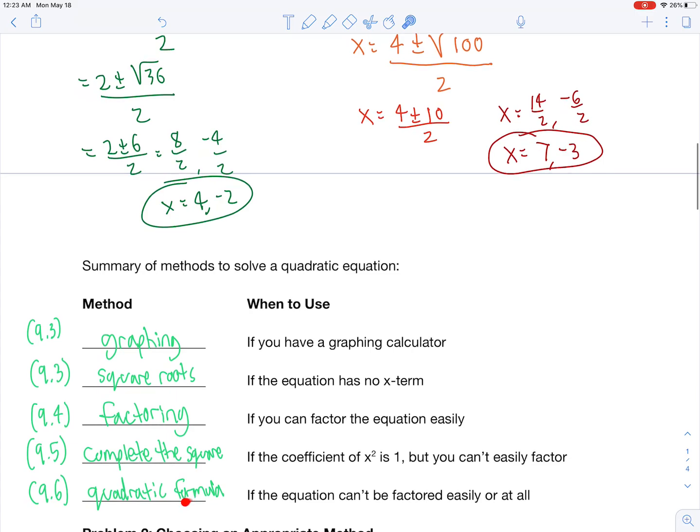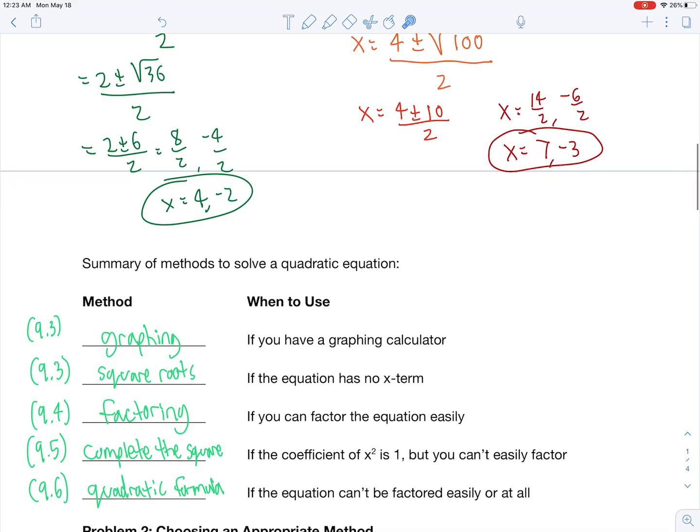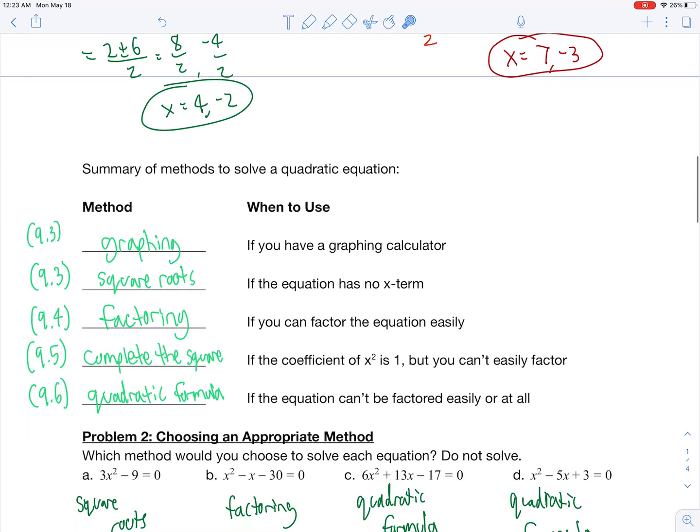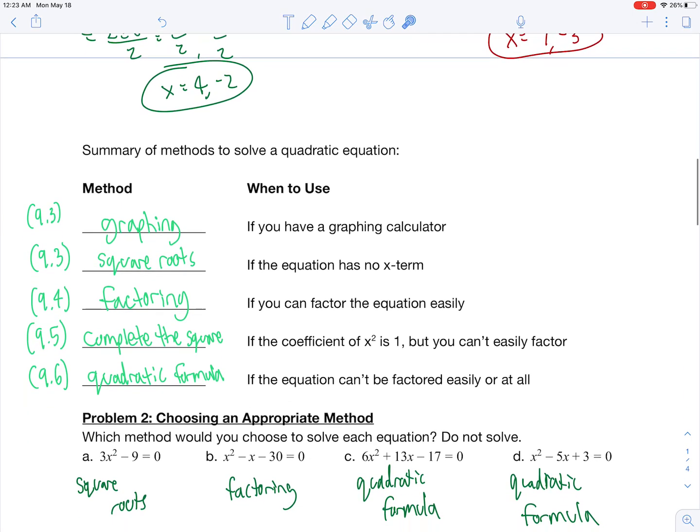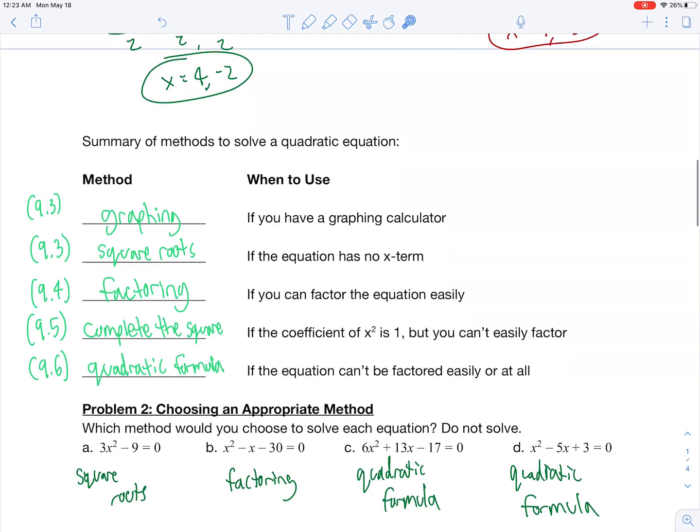And 9.6 is when we're adding in our new quadratic formula. So that's when I can't factor it easily or can't factor it at all. So in terms of choosing the best method, I kind of just wrote all of these. It's really up to you how you solve them the easiest. But notice that anything with just an x squared term, if I don't have x, if I just have just another constant, that's fastest to solve using square roots.